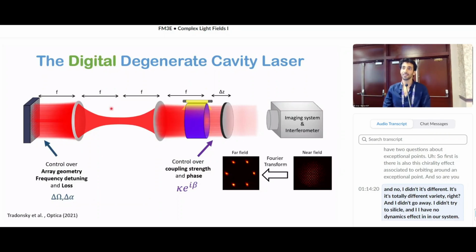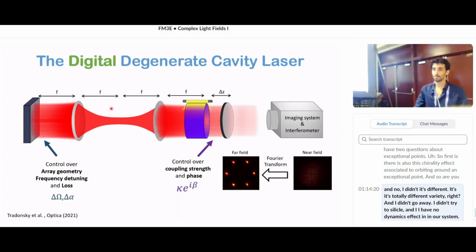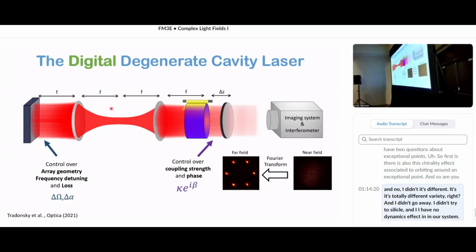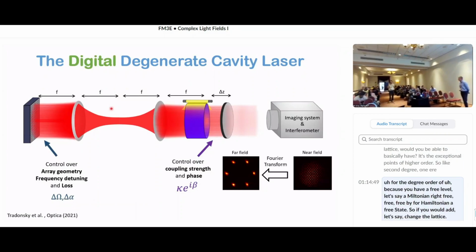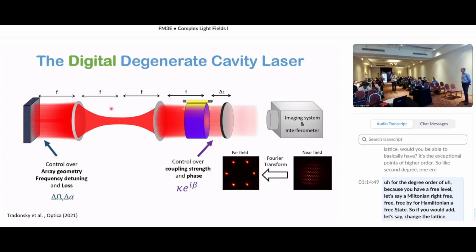Okay. And the second question is, if you change the structure of your lattice, would you be able to have exceptional points of higher order, like second degree, third degree order, because you have a three-level, let's say, Hamiltonian, right? A three-by-three Hamiltonian, and so you have three states. So if you change the lattice, could you speculate about the resulting exceptional points? I guess they have additional features, or?